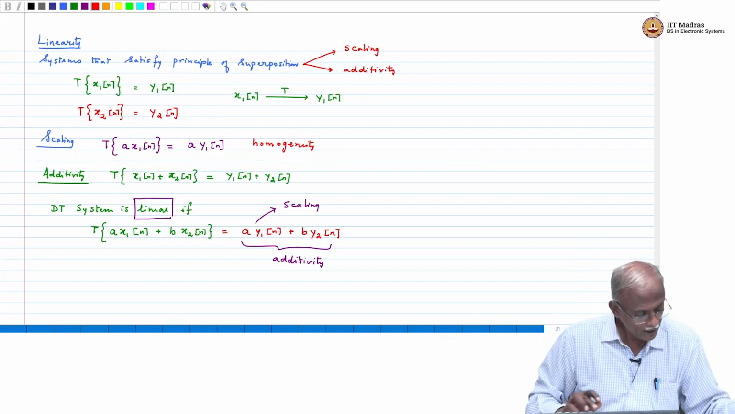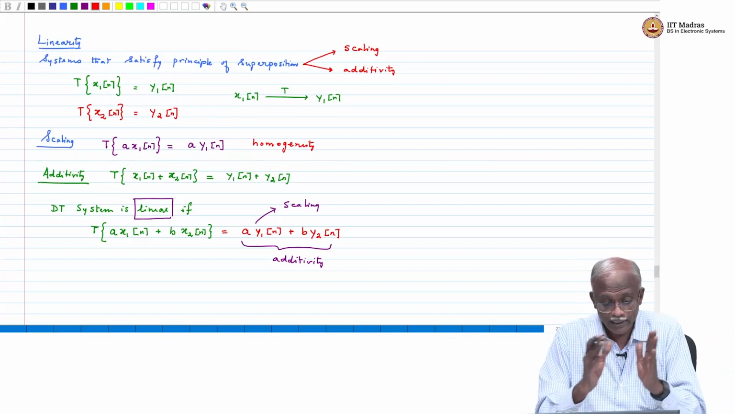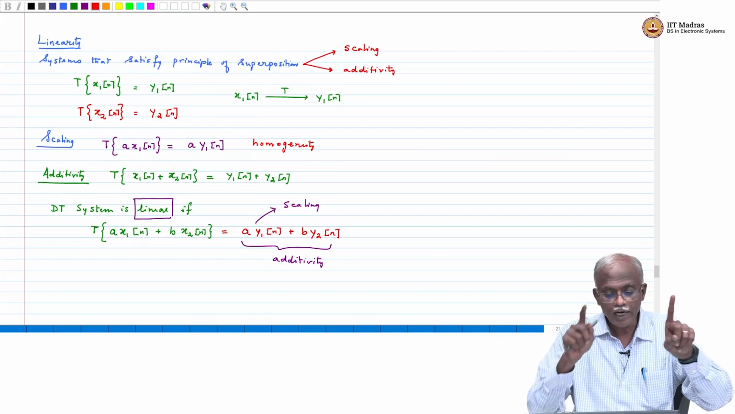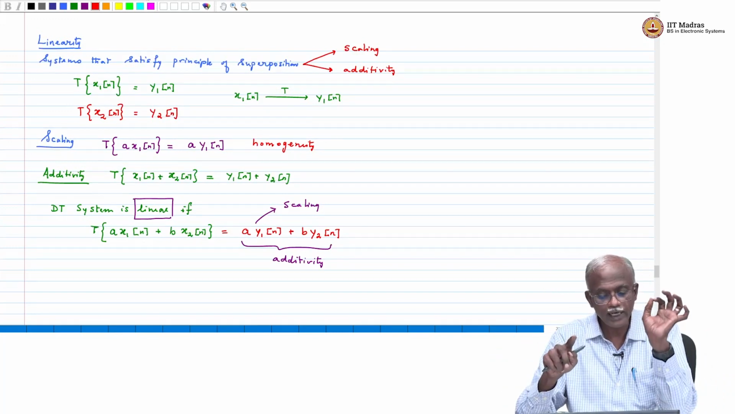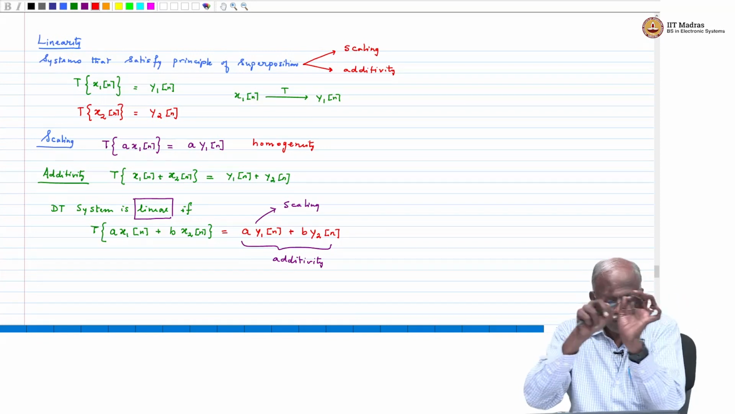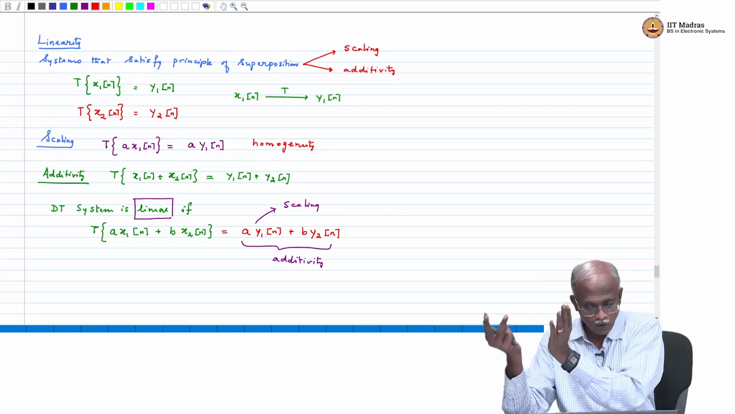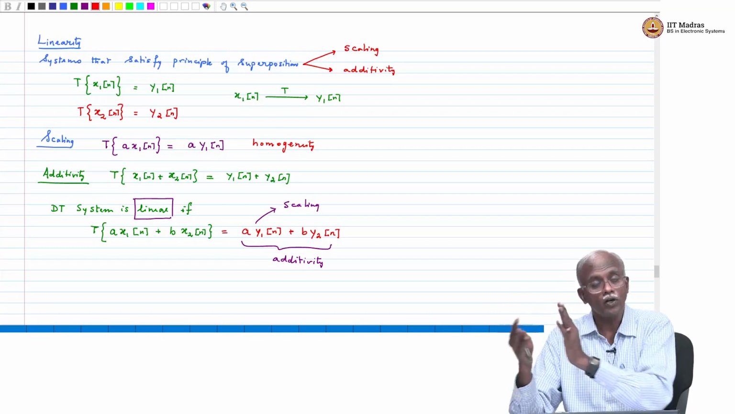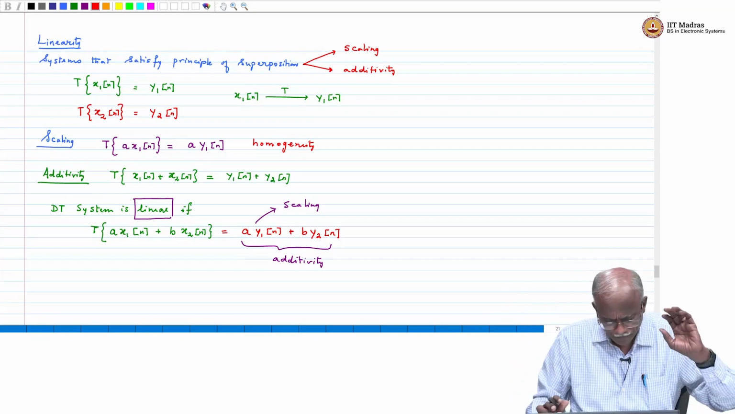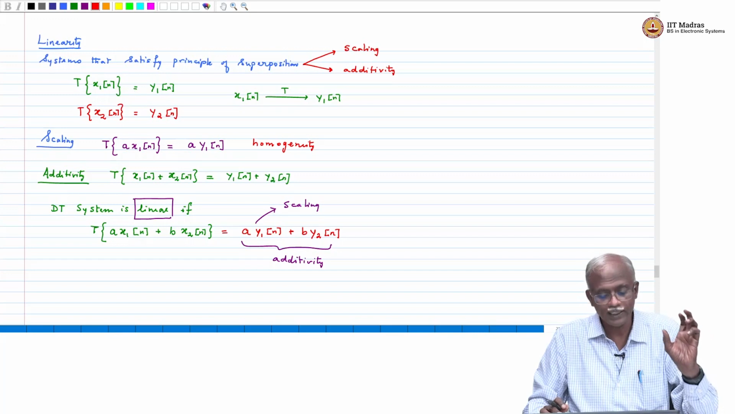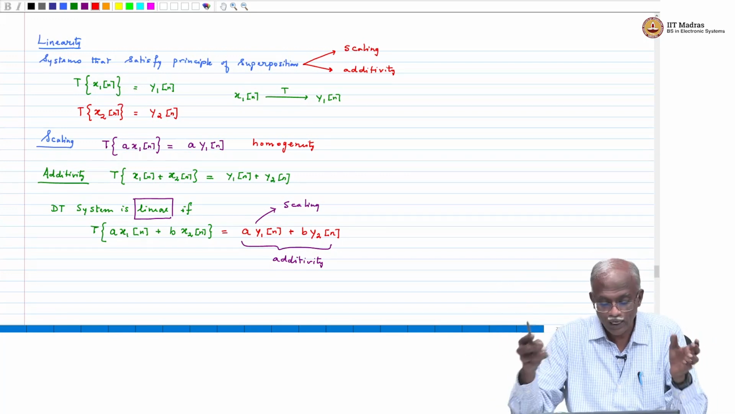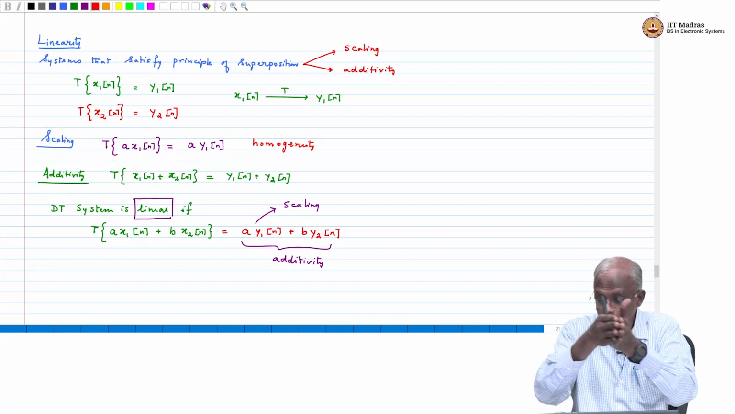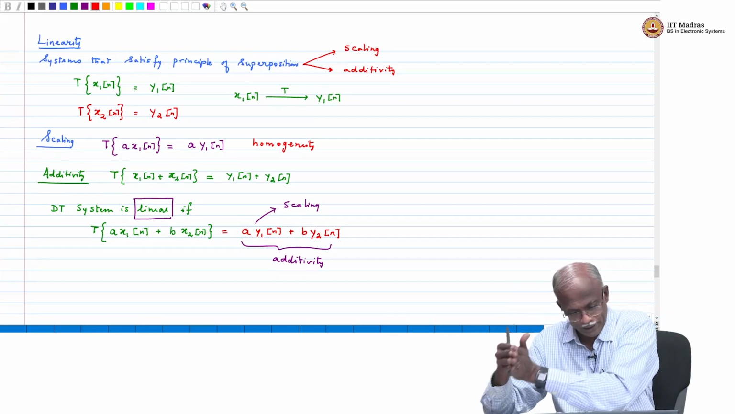We said that a discrete time system is linear if it satisfies two properties. One is scaling. If I scale the input by a factor A, will the output get scaled? This is called the property of homogeneity, or also called the property of scaling. The property of additivity says if x1 produces y1, x2 produces y2, if I add these two together, do I get the output y1 plus y2?